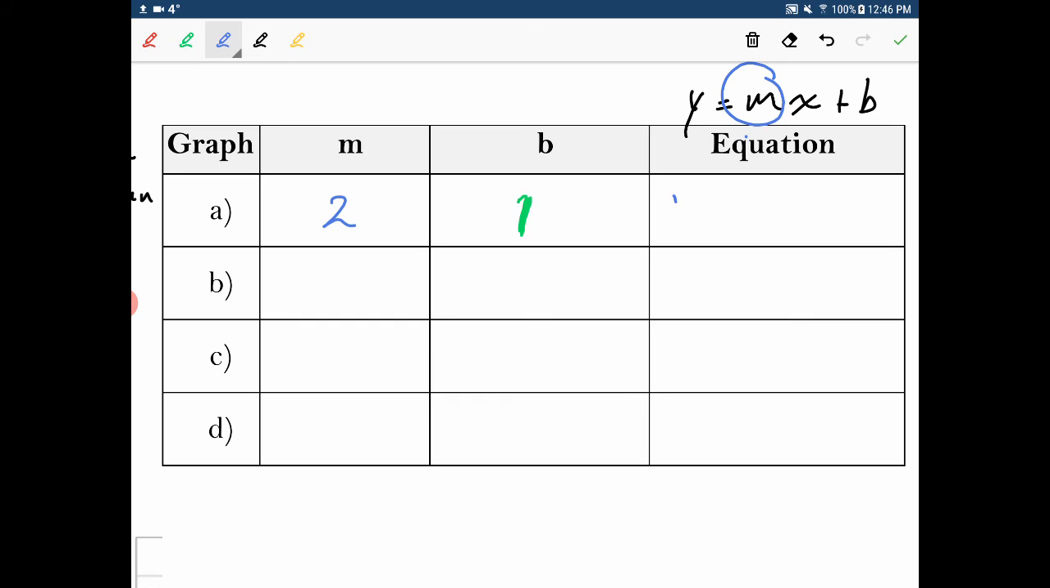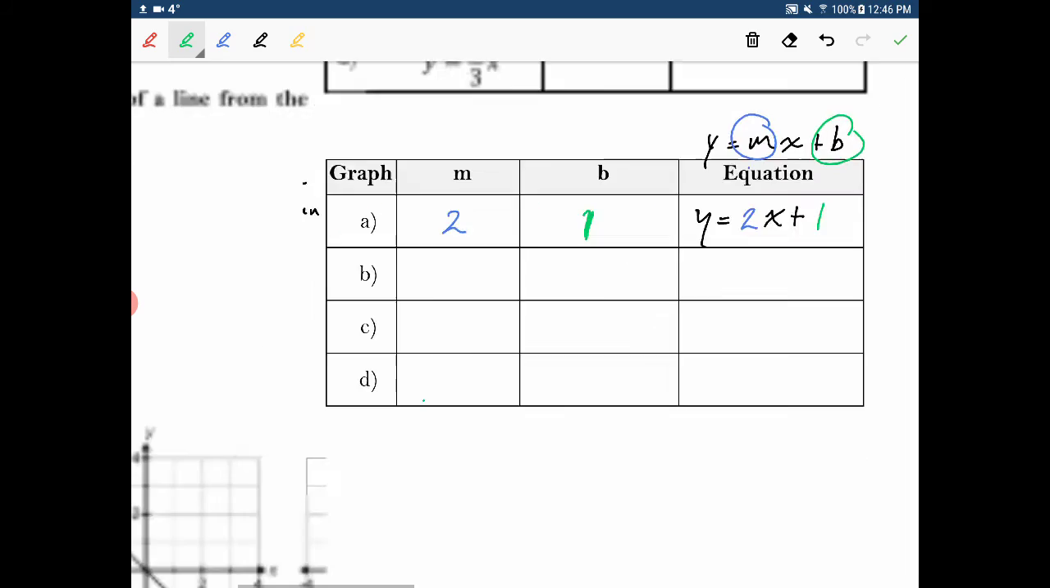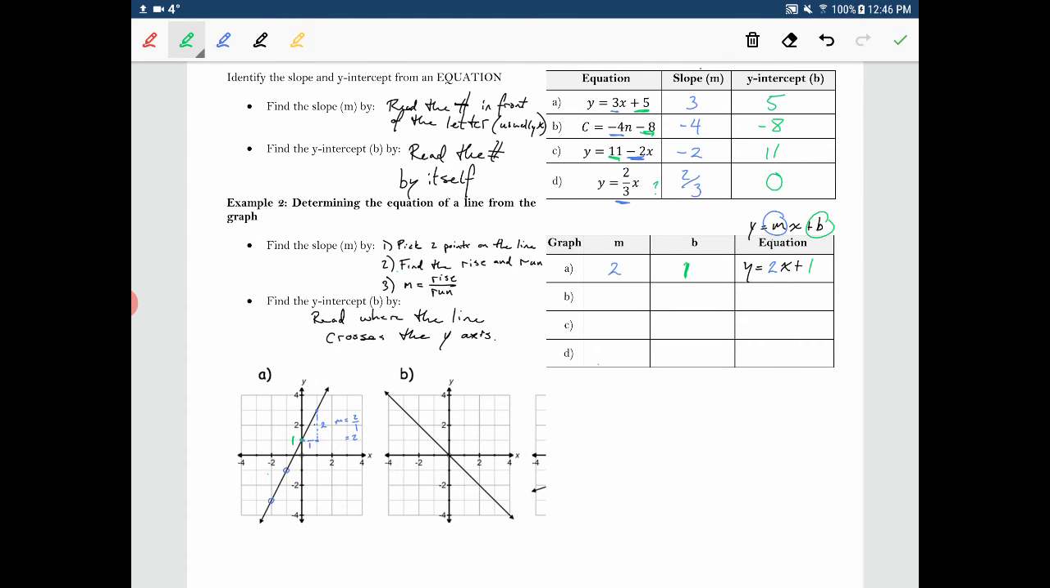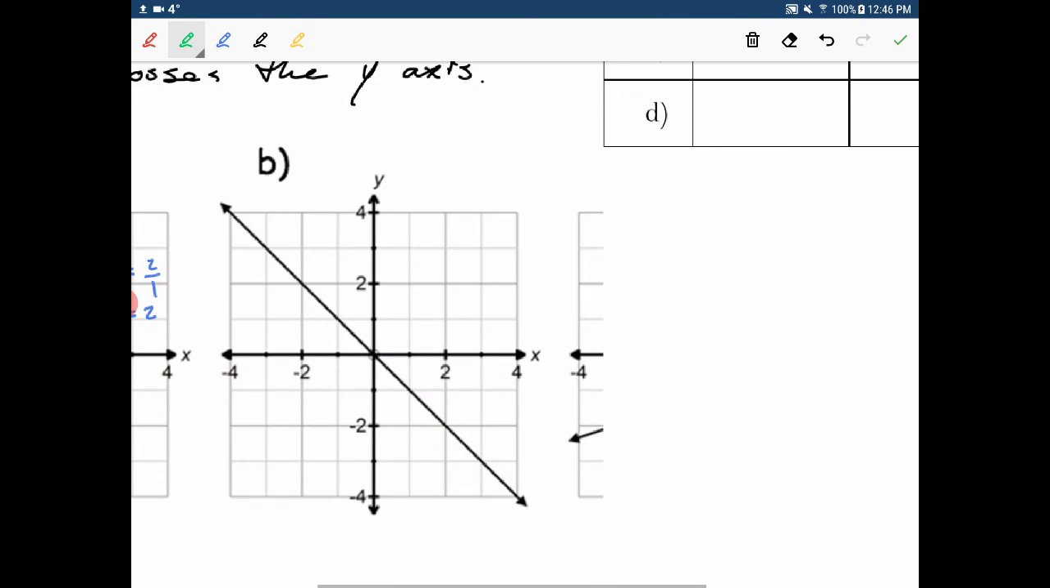Well, it's over there, so we got, well, hold on, let me use black. y equals 2x, and then we need our y-intercept, which is right there. So we have plus, and it was a 1. And that's it. So our equation is y equals 2x plus 1. All right? And we'll do the same thing here.